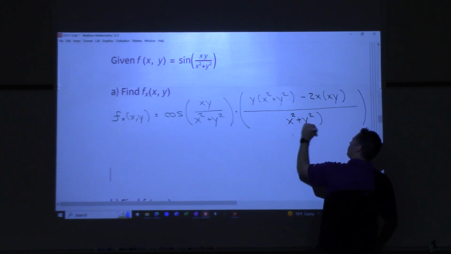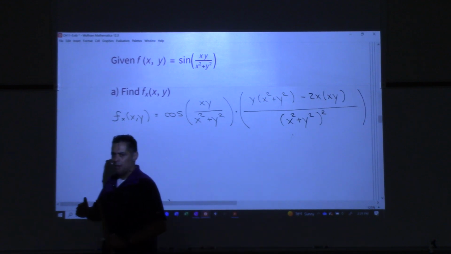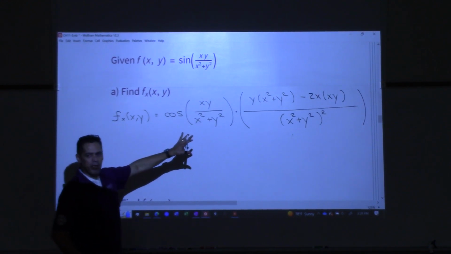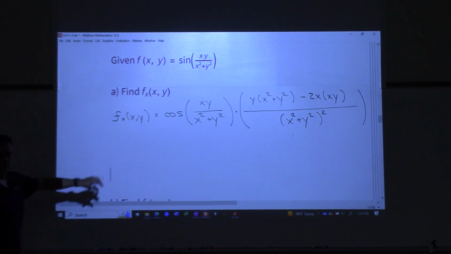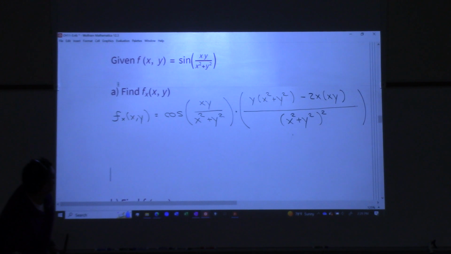Is that not the quotient rule? Okay, that's the quotient rule with this idea of a partial derivative and holding certain things constant. Who has a question? Does anyone have a question on where any of that came from? Everyone understands what's happening? All right, let's do the next one.